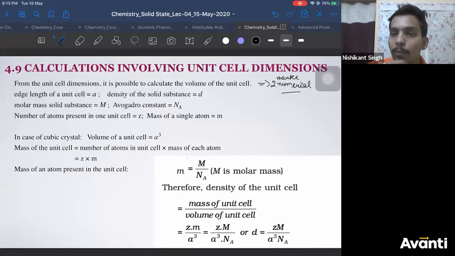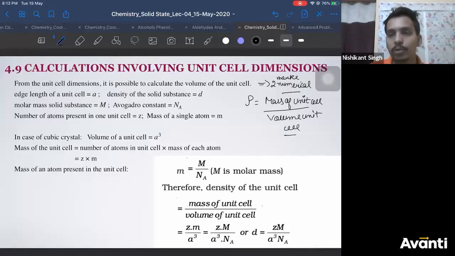Now, what we can do here is, all of you pay attention. Density of unit cell we need to find. I'll give you two important points here. Understand that. Density of unit cell is simply mass of unit cell divided by volume of unit cell. This is the formula, which we have written over here also. Now understand one thing carefully.